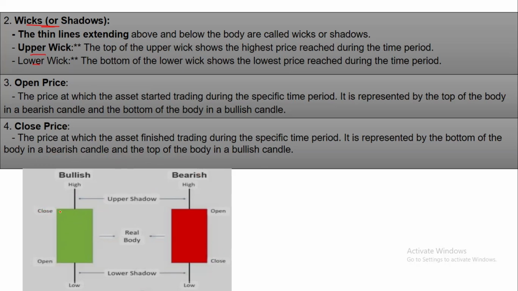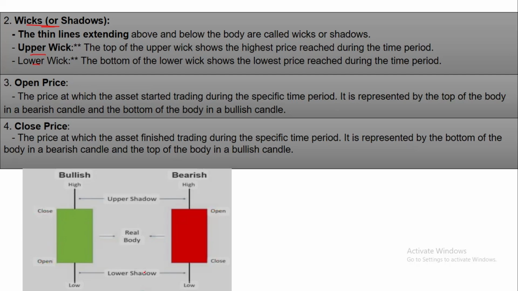Now, look at the pictorial example of a candle. This is the wick, or the shadow, right? This is the body. In a bullish candlestick, the closing price is always at the top and the opening price is always at the bottom. While in a bearish candle, the opening price is always at the top and the closing price is always at the bottom, right? So let's dive into the next.